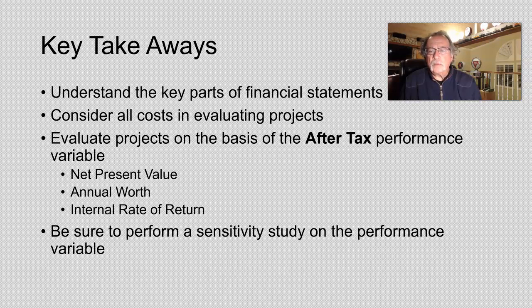And so with that in mind, the first key takeaway I want you to consider is I wanted you to have a workable knowledge of financial statements. So understand what the key parts of financial statements are, and key ratios. And then when you start to evaluate projects, you need to consider all costs. So unit material costs, direct labor costs, and overhead costs are for an individual project, or an individual product. But also all costs that are necessary to be understood.